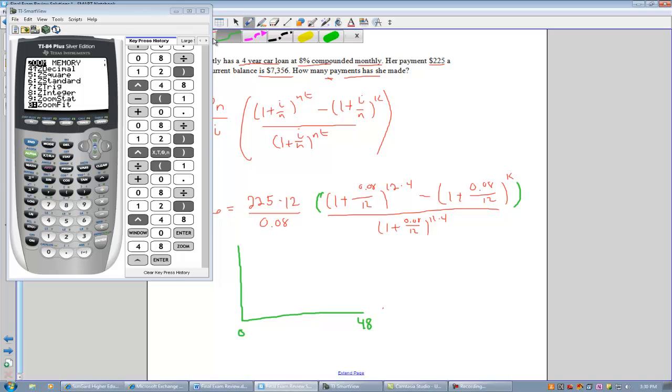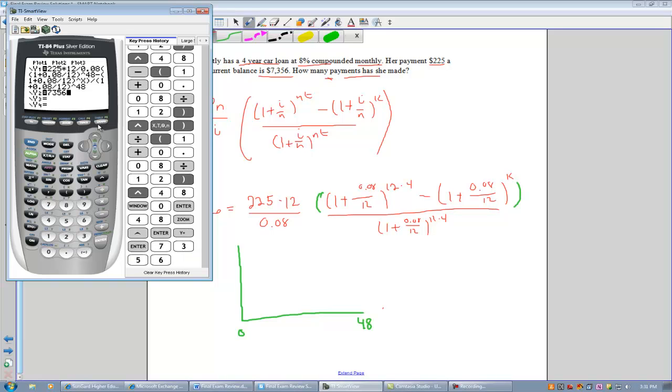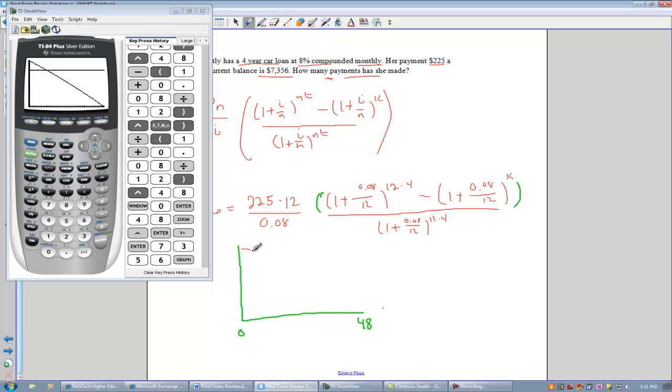Change my pen to red. I'm going to pause the video so it pulls up faster. Okay, we're back, and I graphed the formula right, but it looks like I forgot to actually graph y2. So go back to y equals and plug in y2, so 7,356, and then hit graph again. You'll see there a line goes across, and so you can graph it on here.